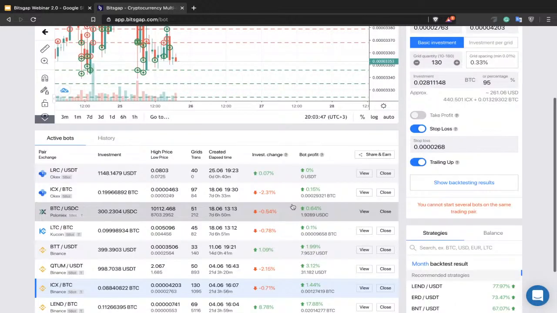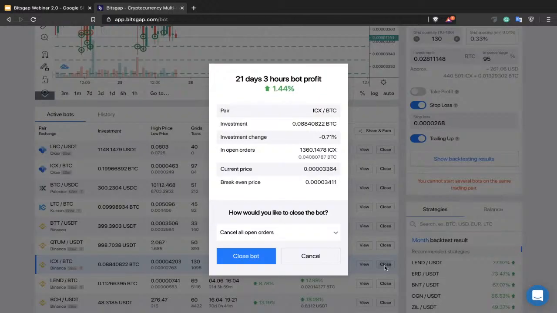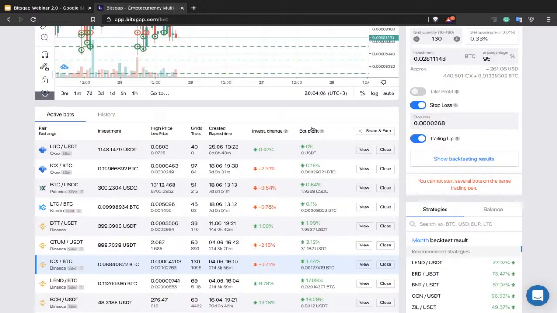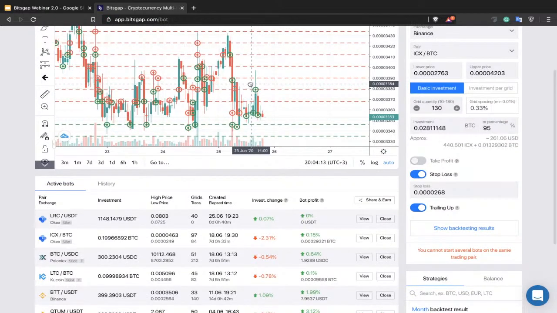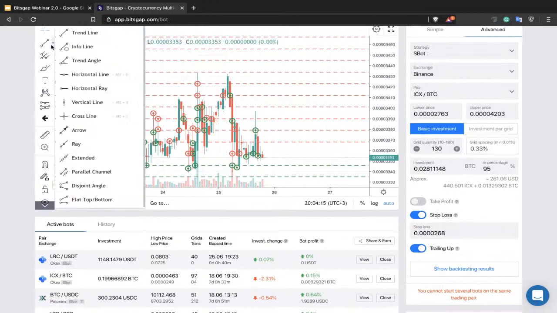3353. And now let's click on close. In order for me to have my investment change zero, in order to go out from the negative zone, the price from that point, 3353, must reach 3411. Let me show you on the chart where this is. It's over here.